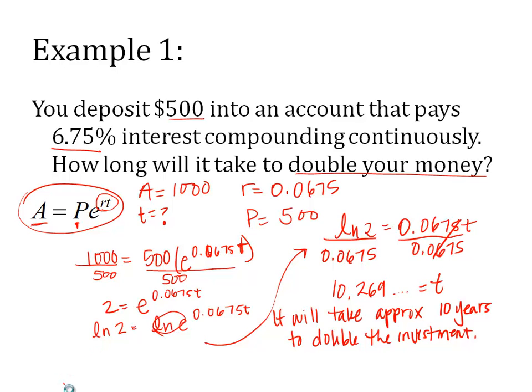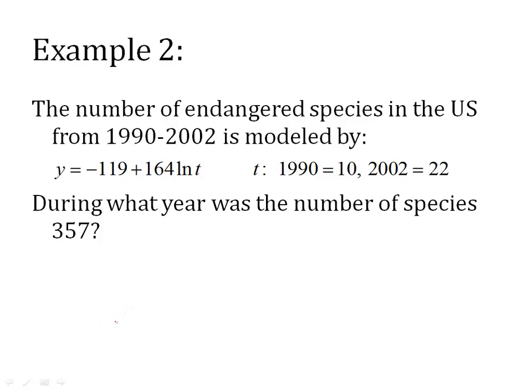Okay? Next example. All right, the number of endangered species in the U.S. from 1990 to 2002 is modeled by this equation. This is a good example of how research projects use logarithms and exponents. All right, so this equation shows how to figure out how many endangered species there were between 1990 and 2002. So they want you to look at this. If t is 10, that's reflecting 1990. If t turns out to be 22, that's referring to 2002. So if you need to write it out, do that. So 1990 is 10, '91 means 11, '92 is 12, on and on and on.